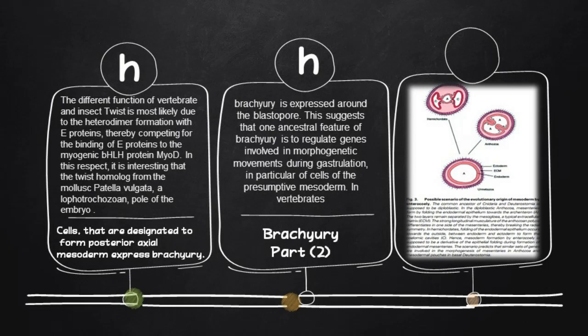A possible scenario of the formation of the mesoderm region by enterocoely. The common ancestors we can find in Cnidaria and Deuterostomia is posited by the diploblastic enterocoelic mesenteries from the folding of the endodermal epithelium towards the central cavity.